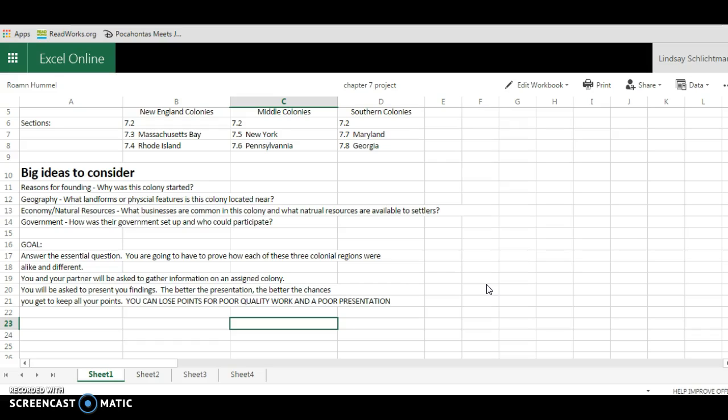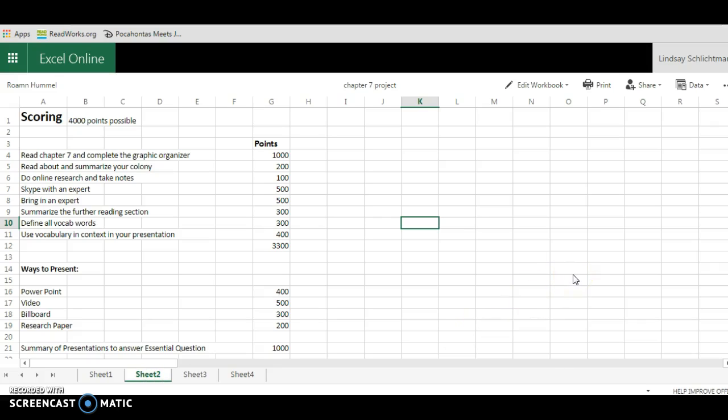And you're going to have to prove how each of these three colonial regions are alike or different. So you and your partner will be asked to gather information on an assigned colony. You will be asked to present your findings. The better the presentation, the better the chances you'll get to keep all your points. You can lose points for poor quality work and for a poor presentation. So let's take a look at how you earn points.